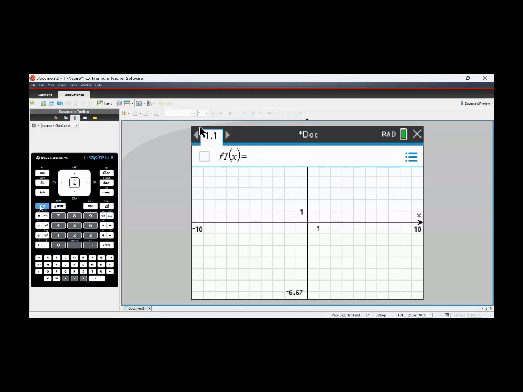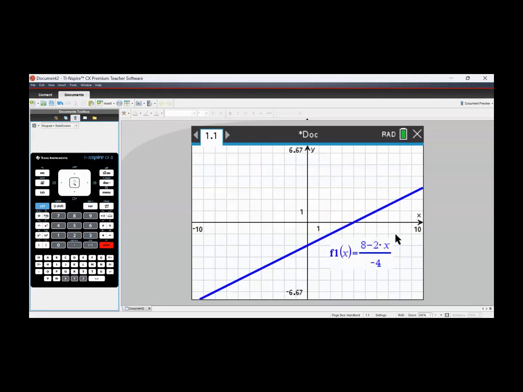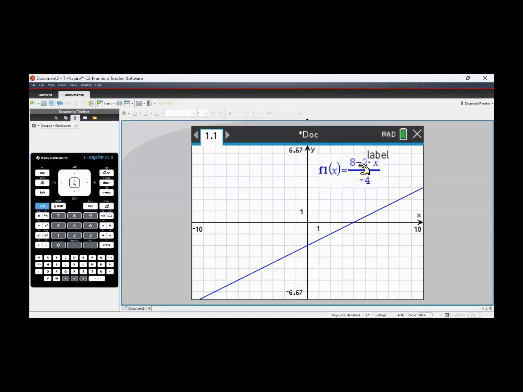So here we are on our graph page. We're going to press Control Division to open our fraction template. We're going to insert our function 8 minus 2x over negative 4 and press enter. And here is our line, okay? Just like the one we graphed on paper. Now there's a few things I want to show you here.